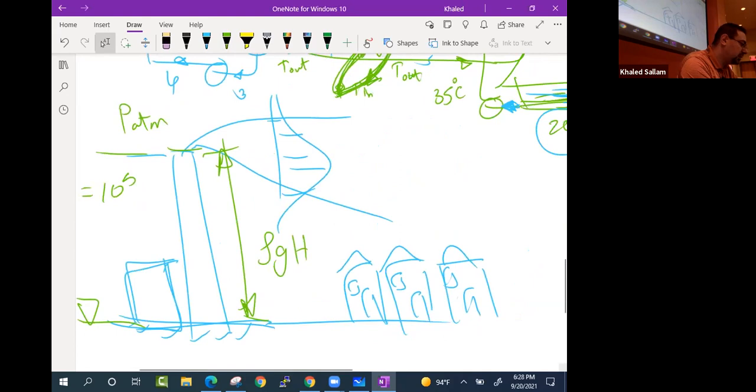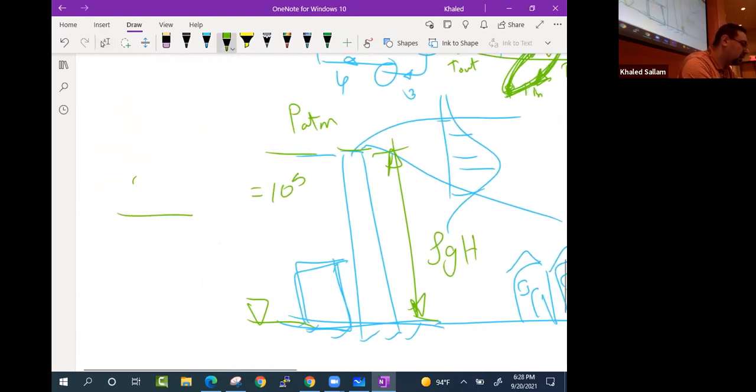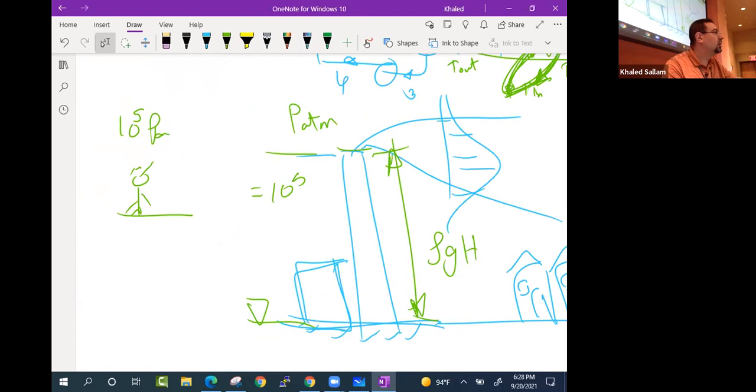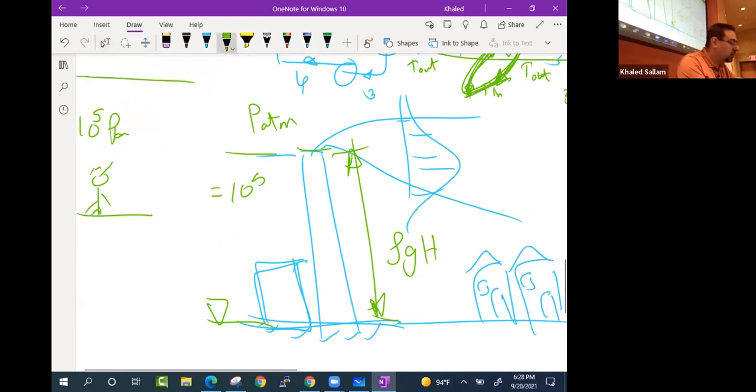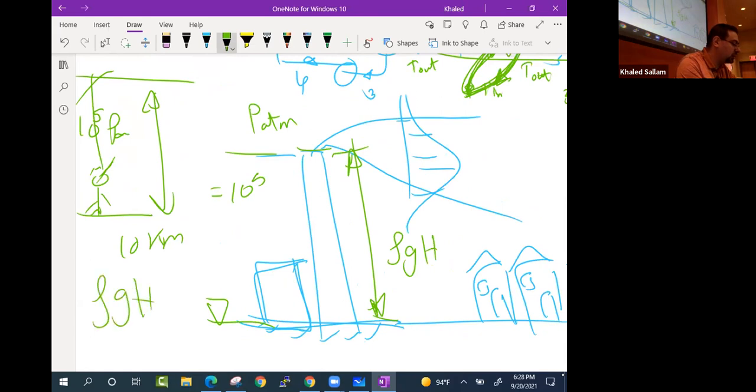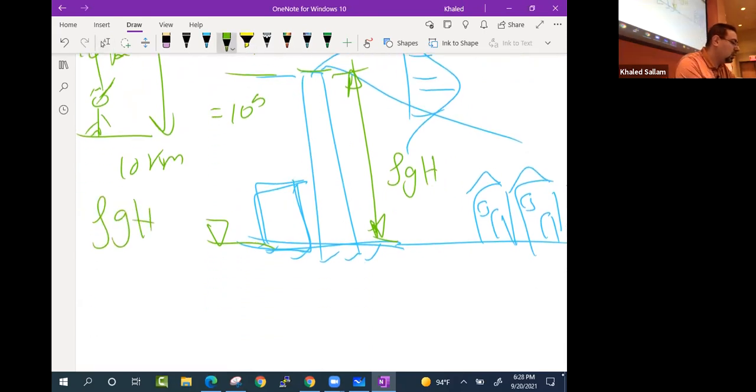Why am I standing here with 10 to the power 5 Pascal on top of me? What is the height of our atmosphere? 10 kilometers. What is the pressure I'm carrying on top of my head? Rho g h. Okay. Rho air, how much?